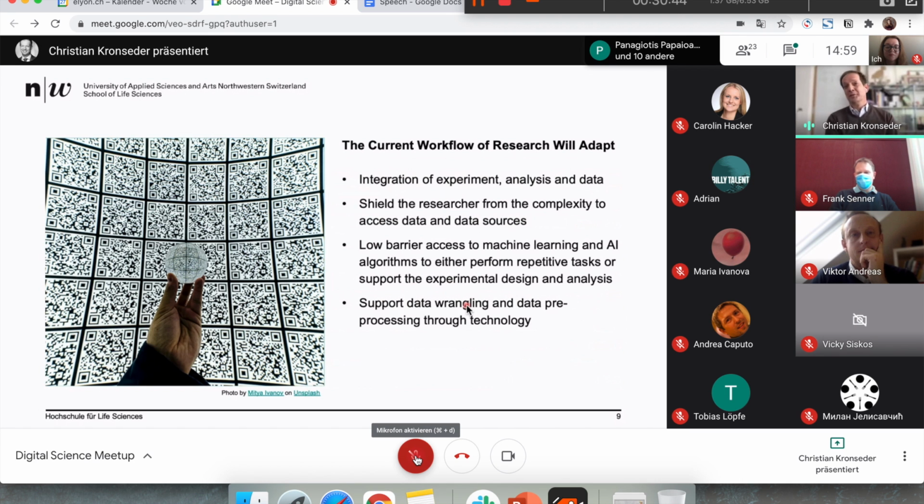We need to lower, there must be a lower barrier of access to machine learning and AI, either to perform repetitive tasks. So it's not only very useful for gaining new insight into a new set of molecules, but also helping you to perform repetitive tasks on and on with the same quality and not getting frustrated, not getting tired. And of course, what I call data wrangling, so working with data, making it clean, pre-processing it also through technology. Because as we all know, the data we're getting usually needs some preparation in order to do this.